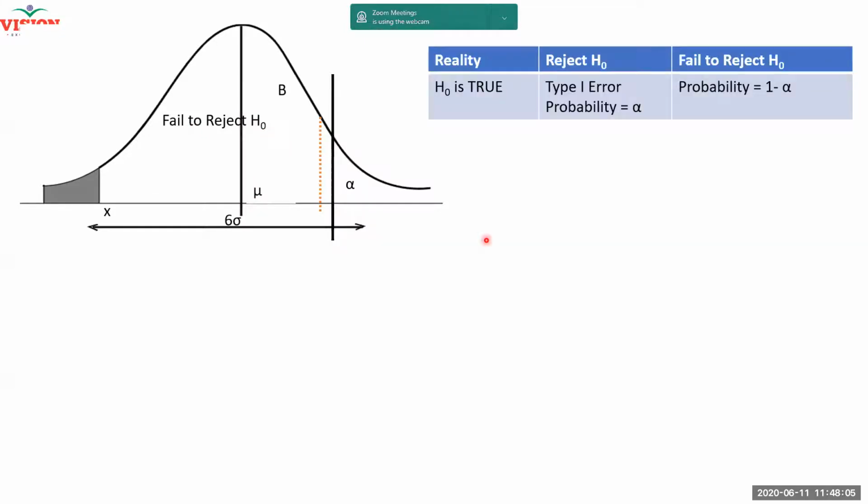Both are the same, right? So if H0, the null hypothesis, is true, I have to accept it. Fail to reject means accept, but suppose I am rejecting. Then the error is what? The error is this region. Whatever we have fixed as the alpha is the error, right? If it has to be accepted, but I am rejecting it, then the error is alpha.